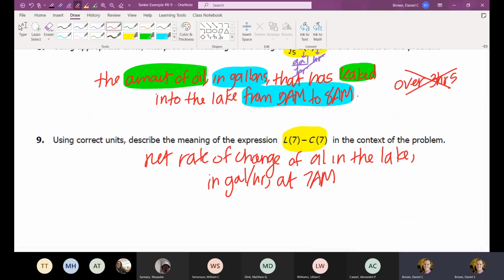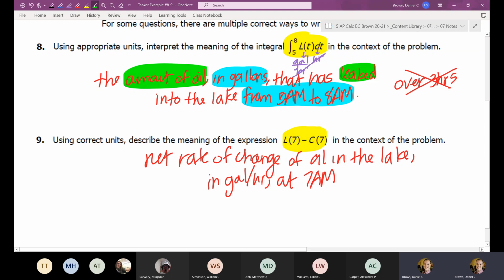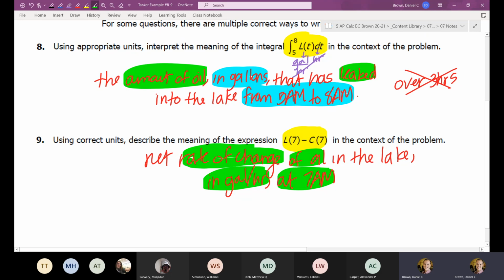Things you would definitely want to include: you definitely want to mention that it is a rate of change of the oil, and that the rate of change is measured in gallons per hour. Be very clear that this is at 7 a.m., not t equals 7 or just at 7. And then what I prefer, which gets into a gray area of whether you receive credit or not, is that this technically is still the net rate of change, and I would just put that on there to be certain.